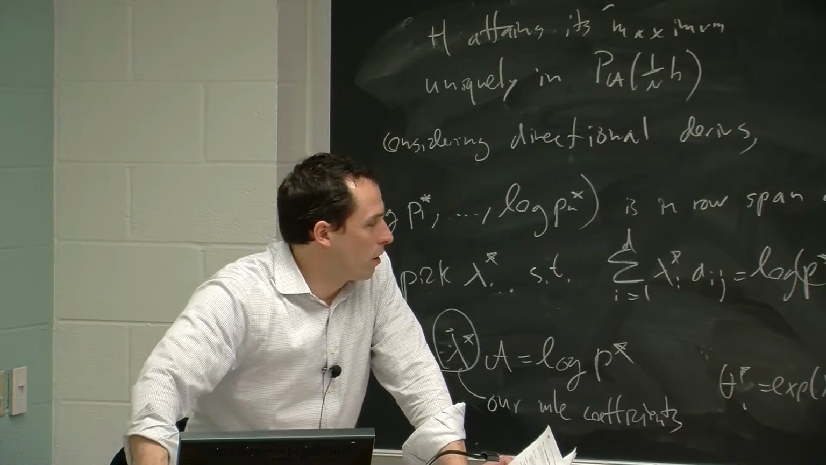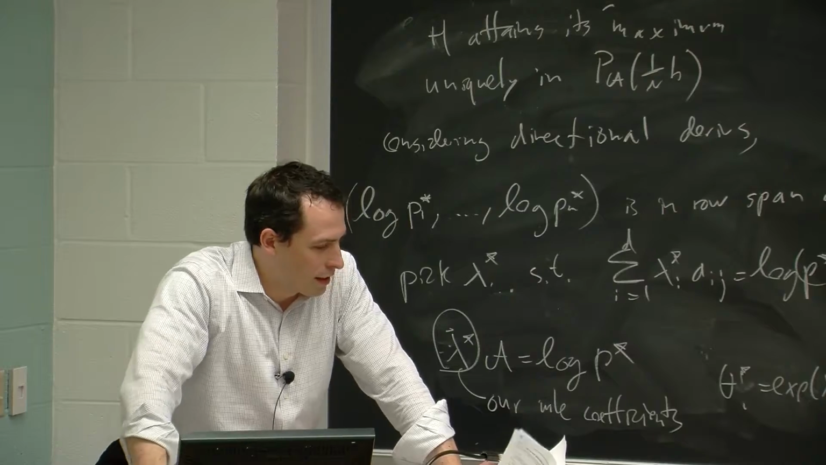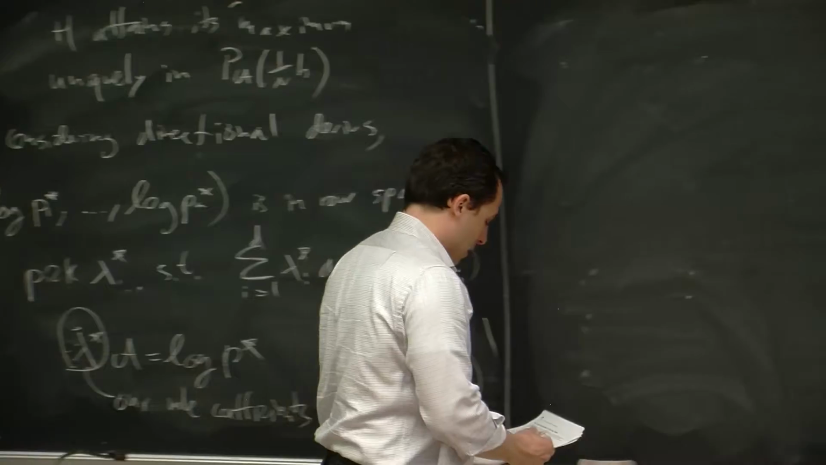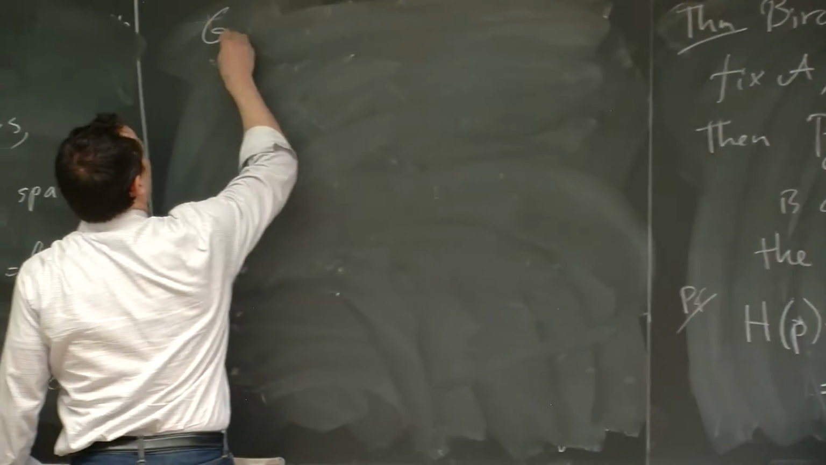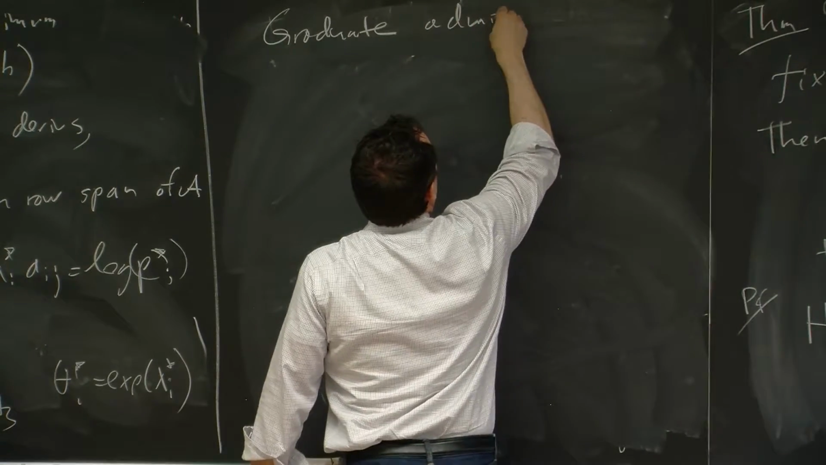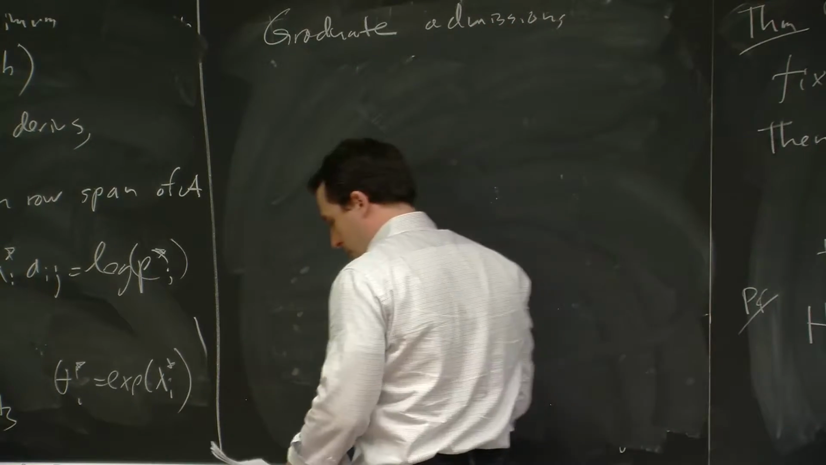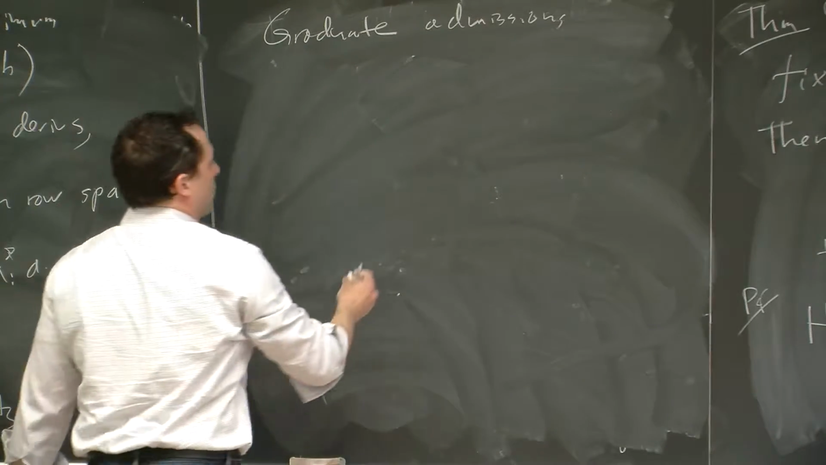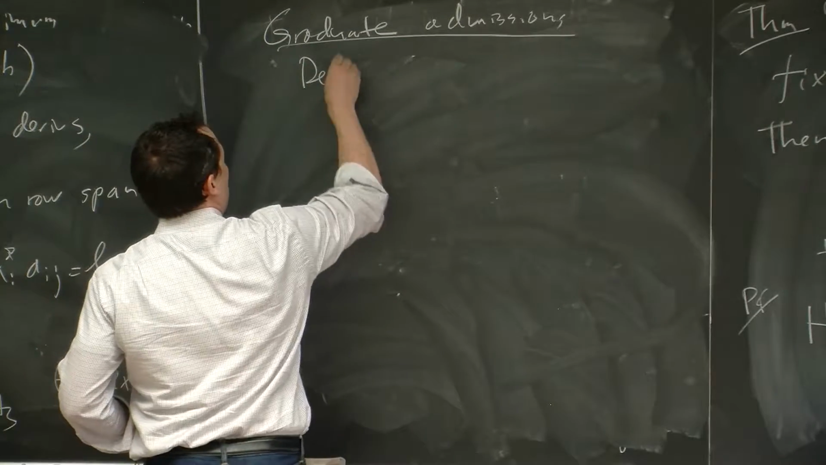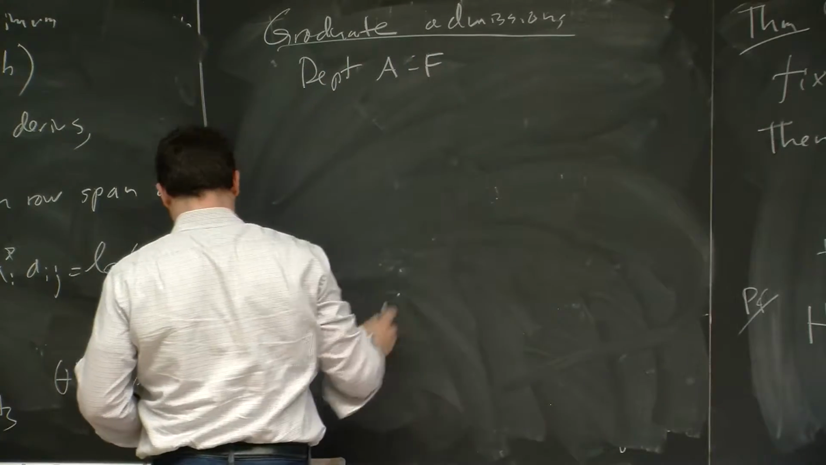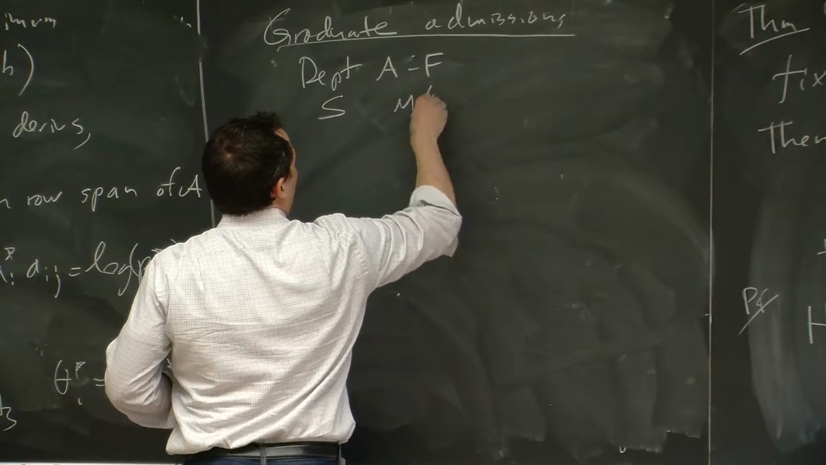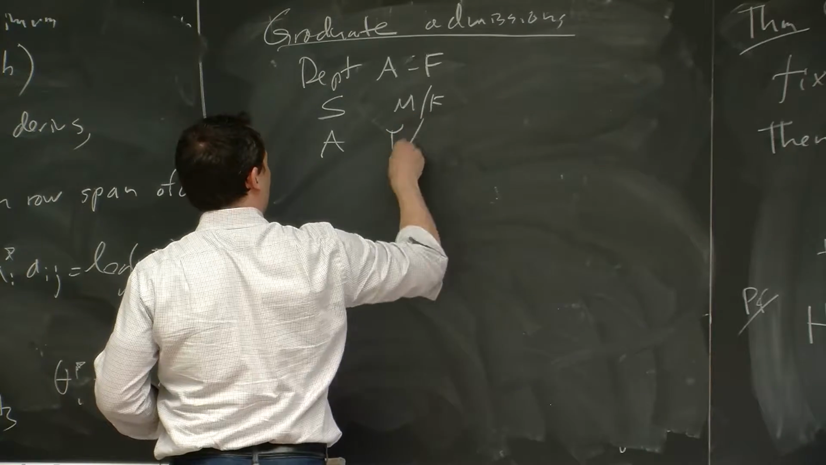Okay. So let me now dig in a little bit more to the examples. The example in your notes, in section 10, is the graduate admissions example. This was our graduate admissions data at Berkeley, and we had department, which was A through F. We had gender, male or female, and we had accepted, yes or no.